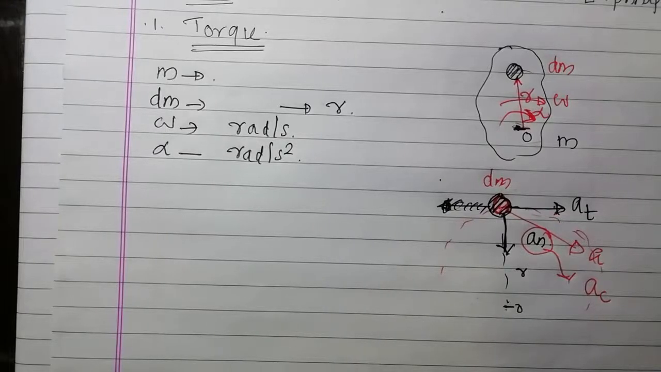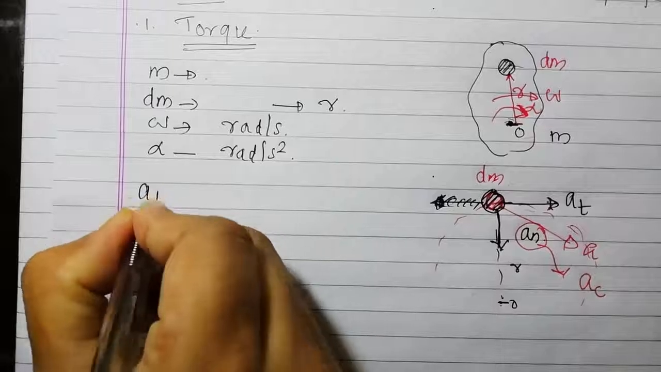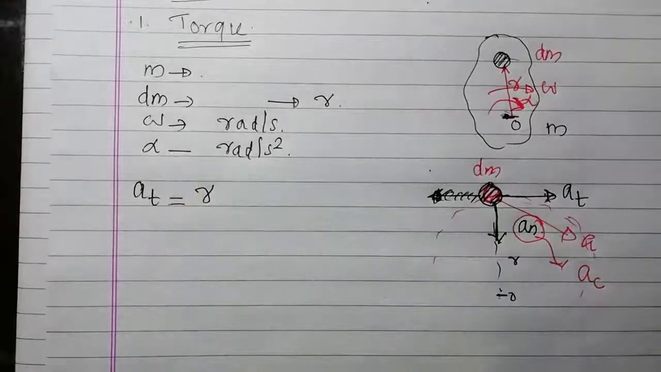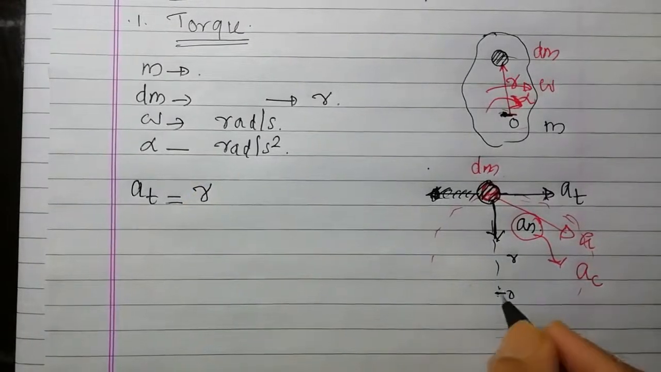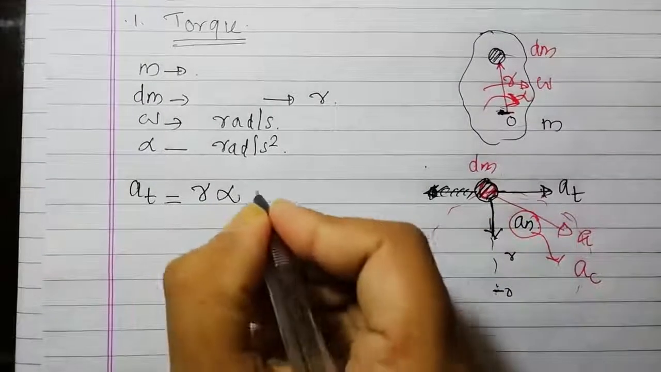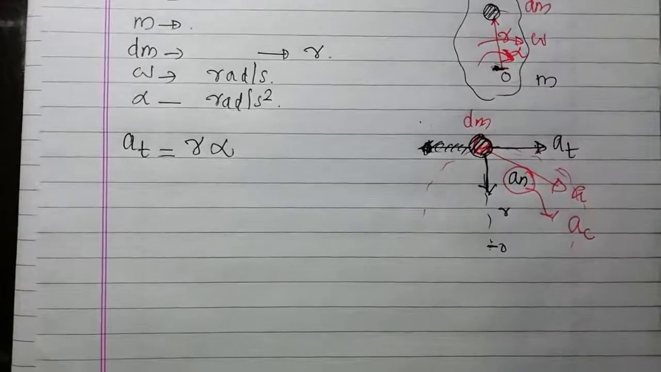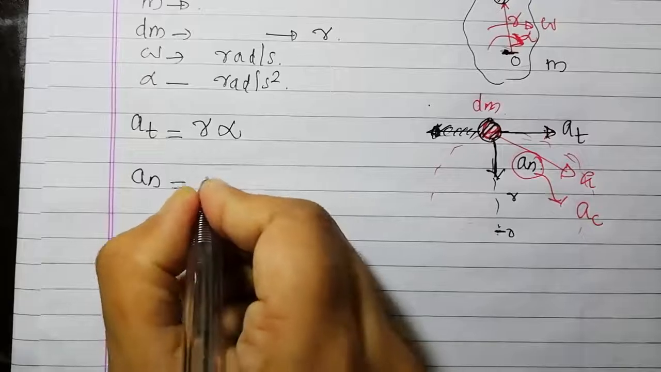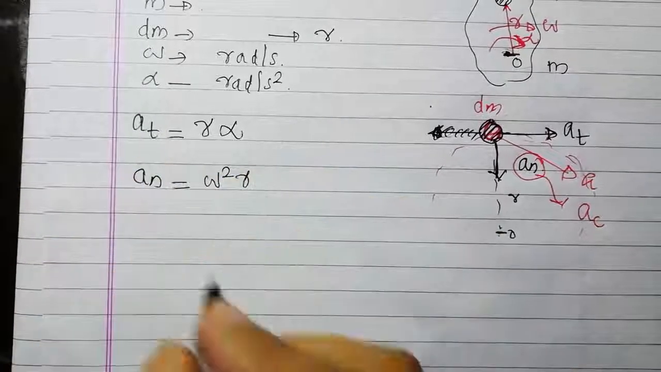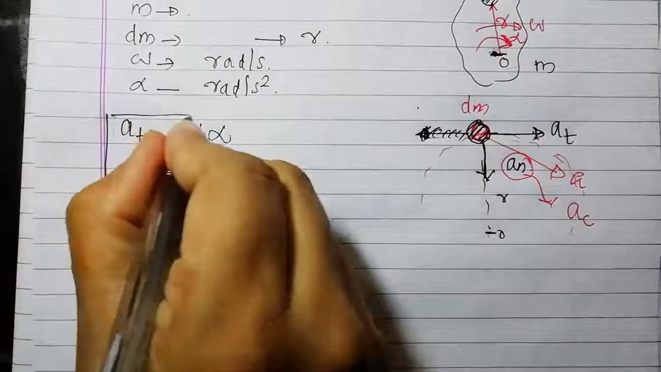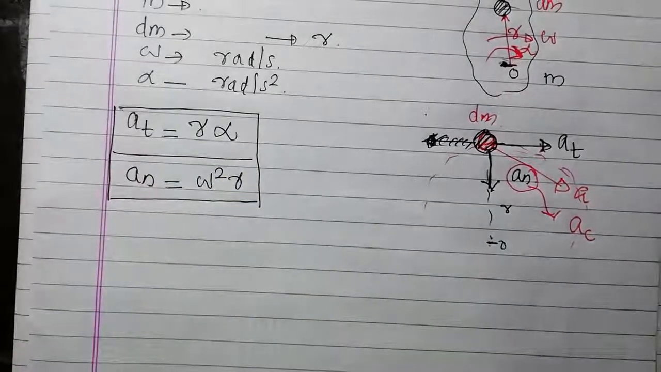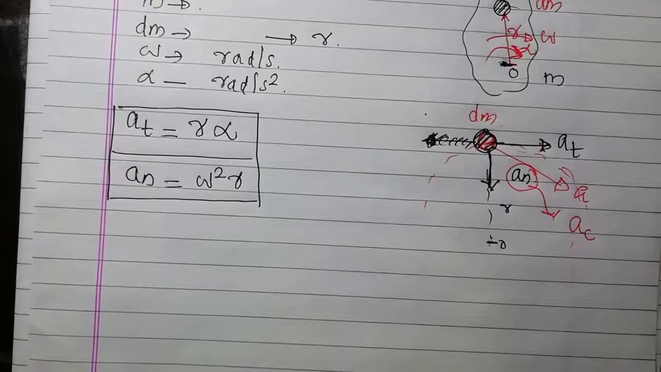Now we also know the equation for tangential acceleration. Suppose r is the radius or the distance from point O to dm, and alpha is the angular acceleration. The tangential acceleration is r alpha, and the normal acceleration is r omega square or omega square r. So try to remember these two equations. Tangential acceleration is r alpha, and normal or centripetal acceleration is omega square r.